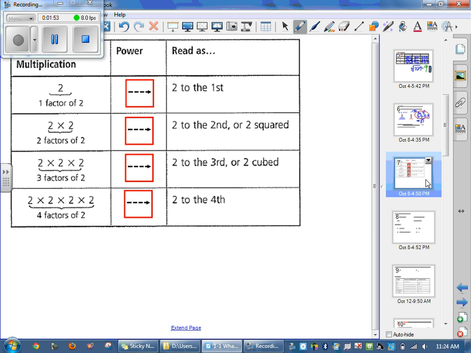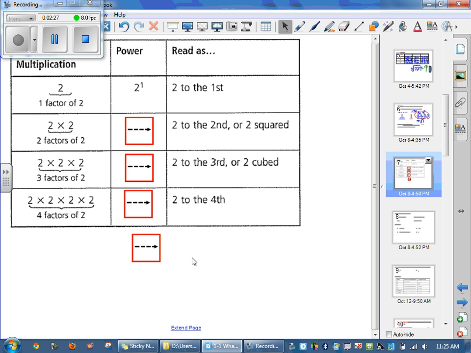This is telling us repeated multiplication. Here's our power, and we read it. So it says 1 factor of 2. What should this look like? There's 1 factor of 2. This number, the one that tells you how many of them there are, that's your exponent. So what should this look like? Just a 2, good. Or 2 exponent 1. They could show you the hiding 1 there, and that's okay.